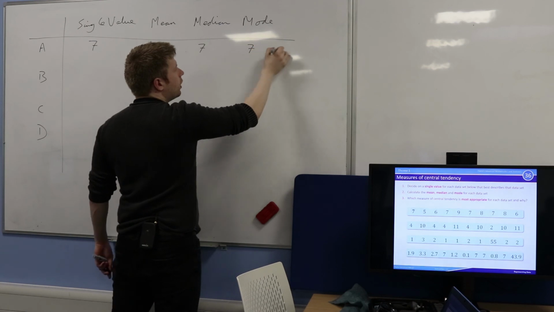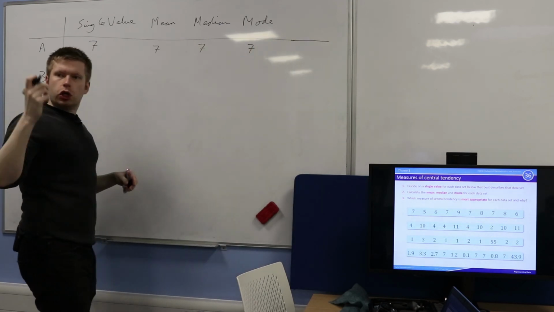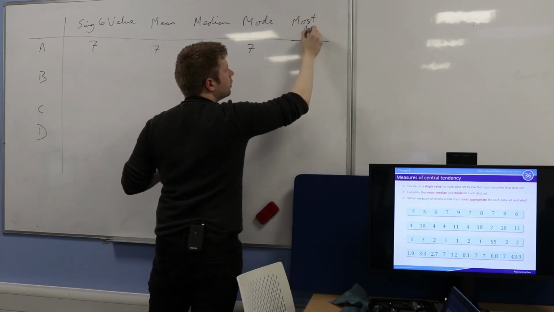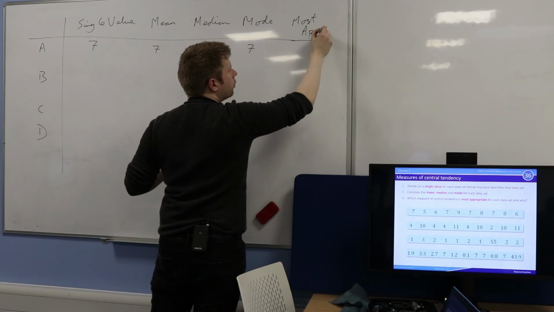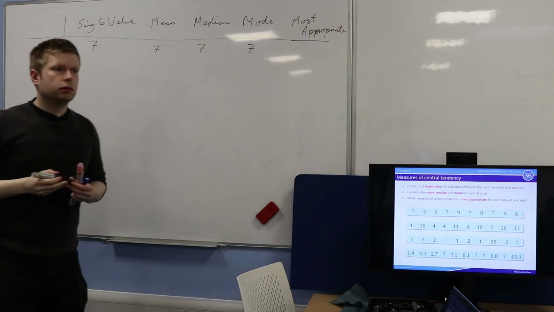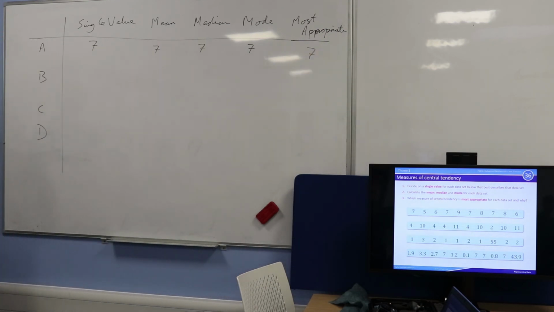Okay. So therefore, now you know this bit of information, what would you decide is the most appropriate value that best represents this data set? 7? I would say so as well. Okay? So that's data set A. Fairly straightforward, no surprises there.